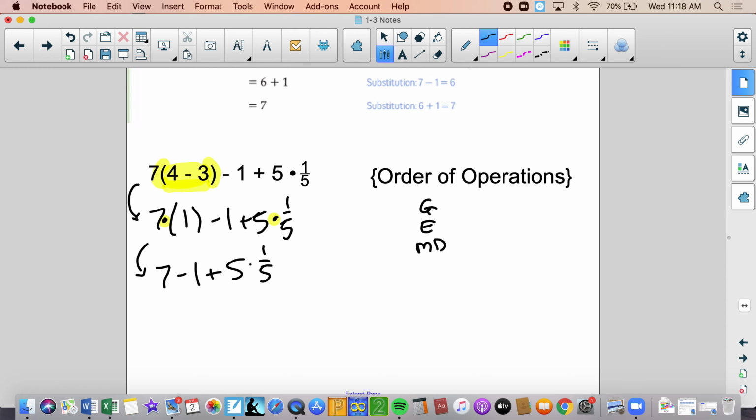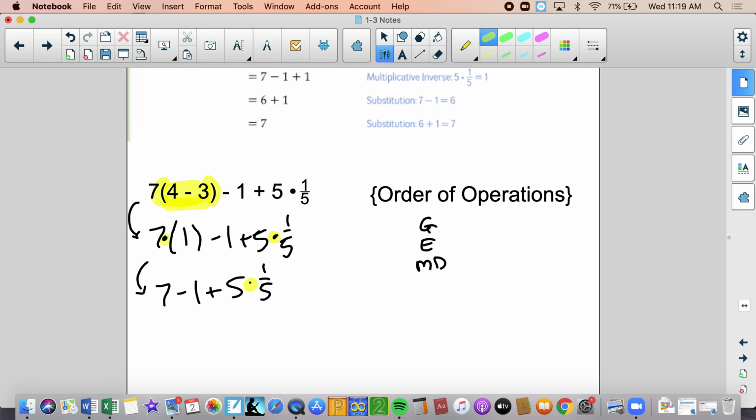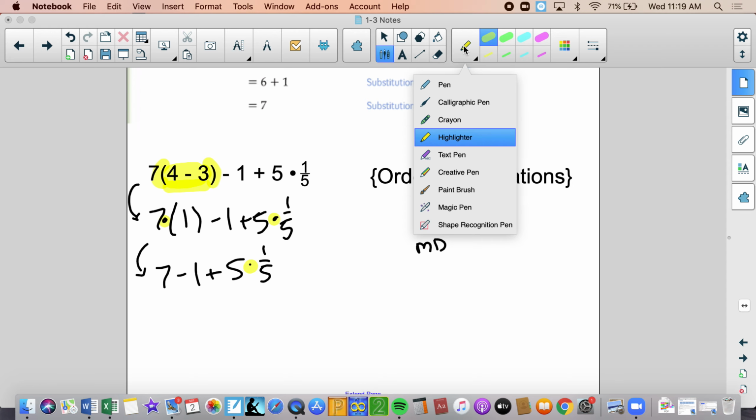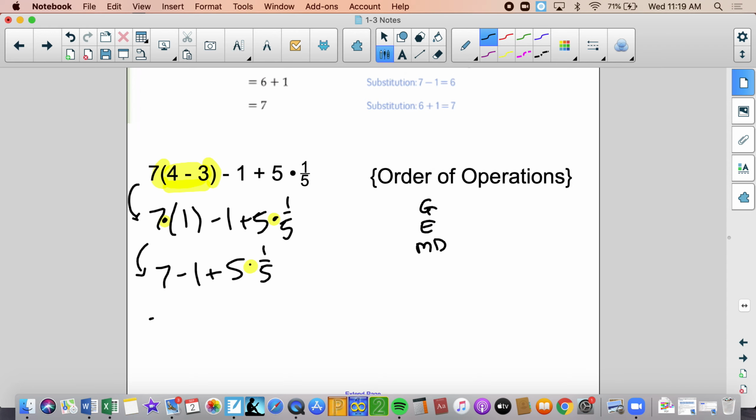Now, what would we do next? Now, we would do the other multiplication. And we see 5 times 1/5. That is the multiplicative inverse. Any number times its reciprocal will give us 1. So we know that the next line is going to be 7 minus 1 plus 1.